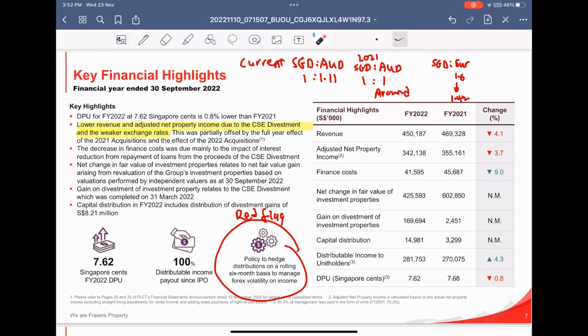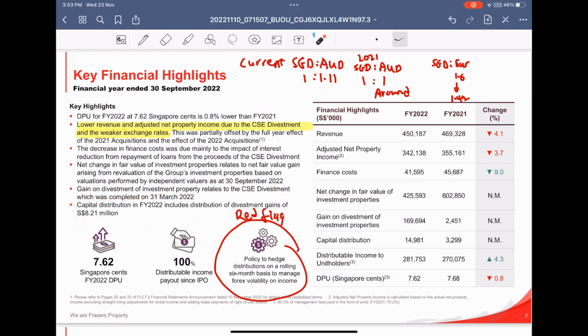Okay, so similarly for these slides, it shows the comparison for the full year 2022 comparing to 2021, where it's the same thing, where the revenue and NPI drop while the distributable income increases, but the DPU drops as well. So this was partially due to capital distribution of divestment gains throughout the year of 8.21%.